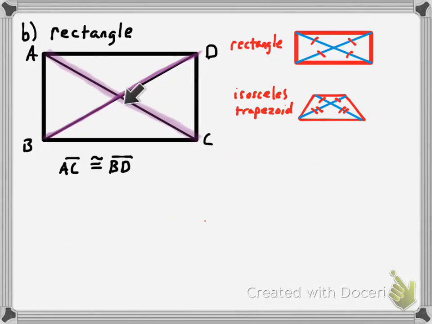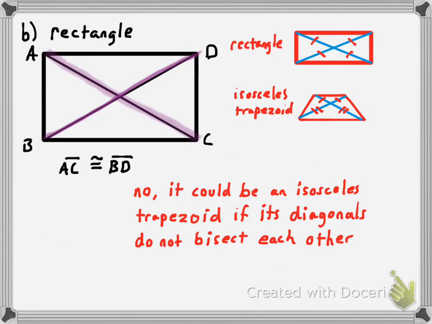We don't know if all 4 of these distances are equal or if just these 2 and just these 2 are equal. All right, so the answer is no, we don't know for sure that that's a rectangle. And the reason is that it could be an isosceles trapezoid in the event that its diagonals don't bisect each other. They look like they do, but we can't tell for certain. All right, so we're summarizing the properties of special quadrilaterals and expecting you within this video to be able to give the most specific classification you can to any quadrilateral given properties of that quadrilateral.